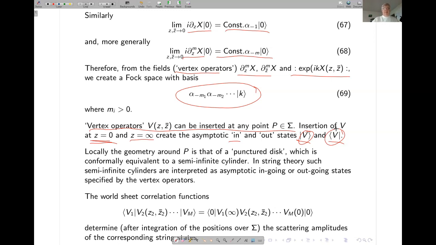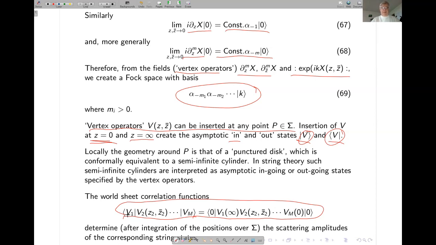Okay, and then since we now can insert or create and annihilate states at any point in the worldsheet, we can look at correlators where we have an in and an outgoing state, and then some further states interacting with this in between. And this is what I've indicated here. This would be a worldsheet correlation function.